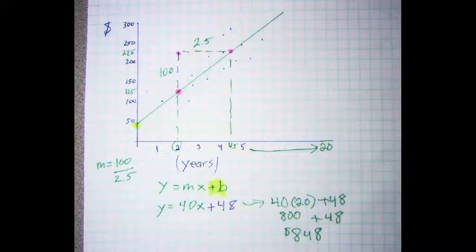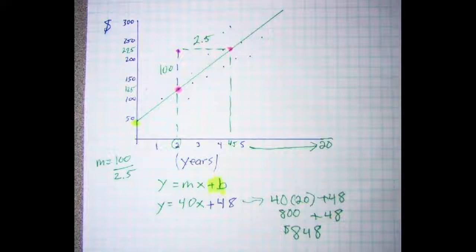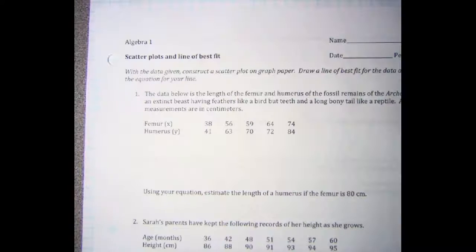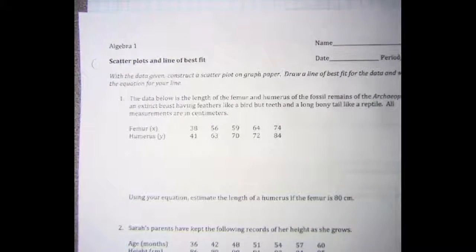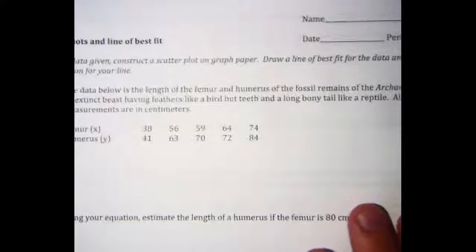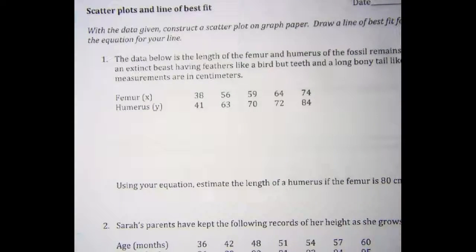Okay? All right, so let's take a look at your first graph. Let's look at the first one. We want to graph this. It says, with the data given, construct a scatter plot on graph paper, draw the line of best fit, and write the equation of the line. So that's what I'm going to walk you through on this first one.